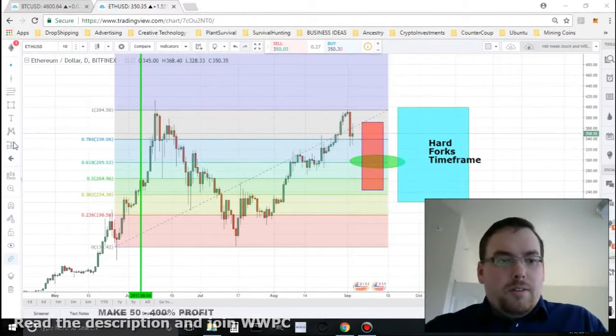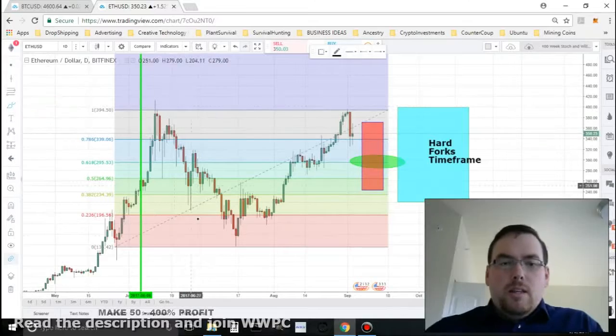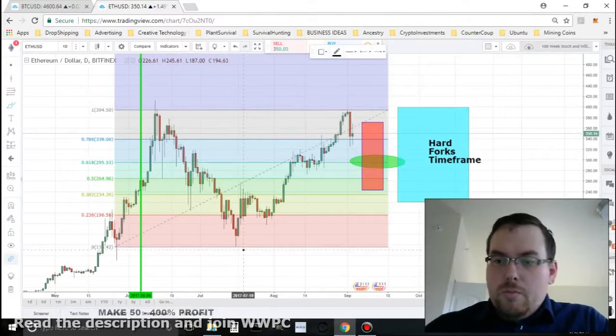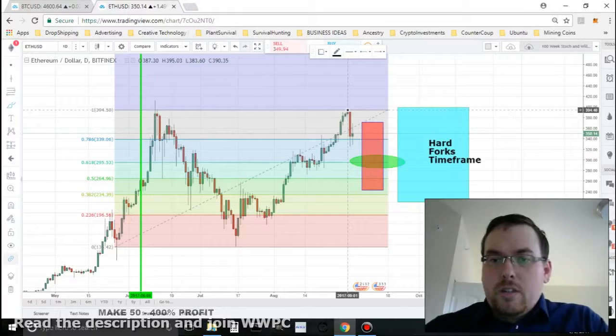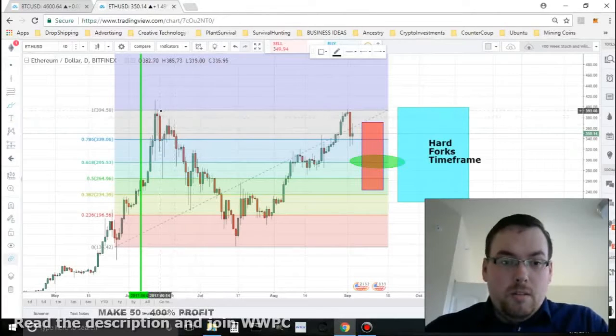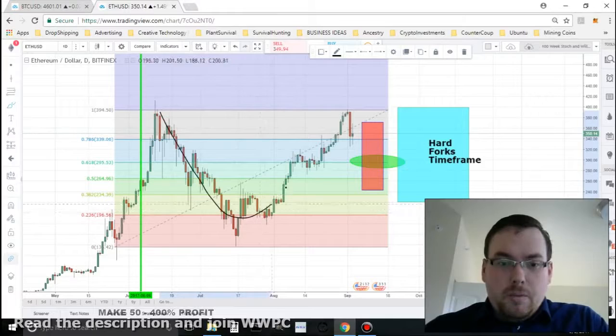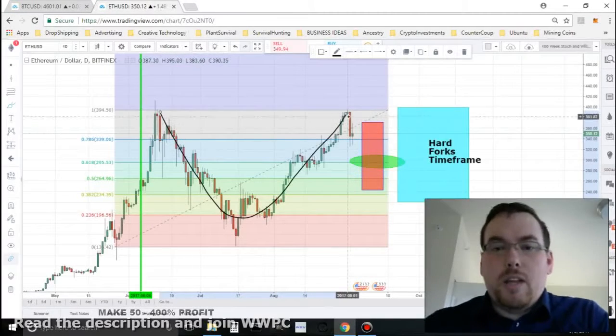So on Ethereum's chart, we have a situation where it rallied to 400 and then it retraced back down to about 130. Recently it touched up near 400 again. So that would be the cup. And possibly what we're seeing now is the handle.